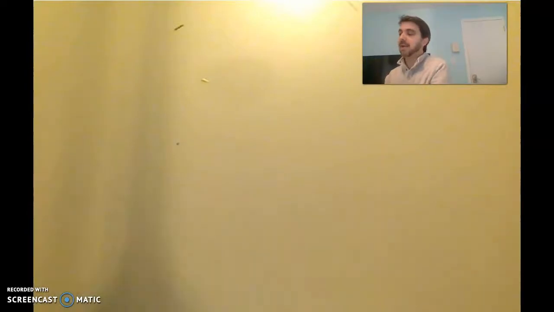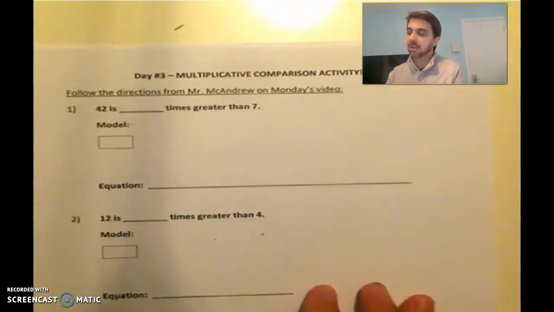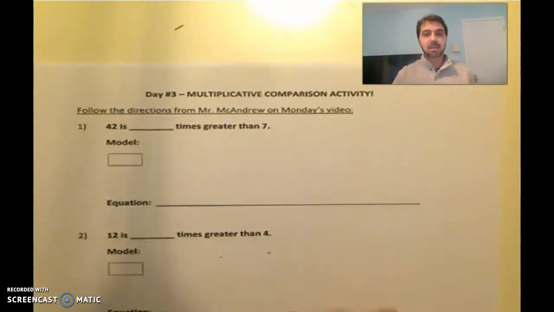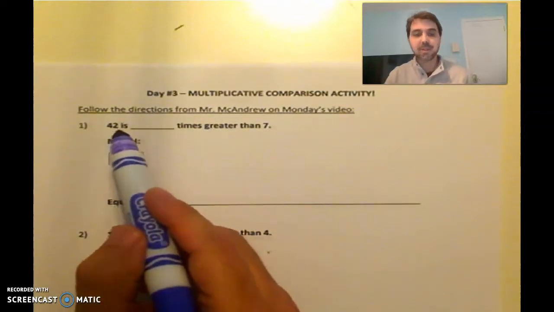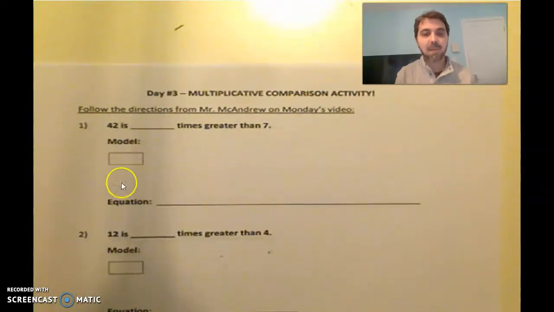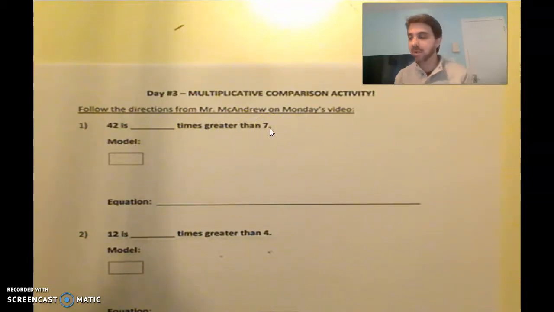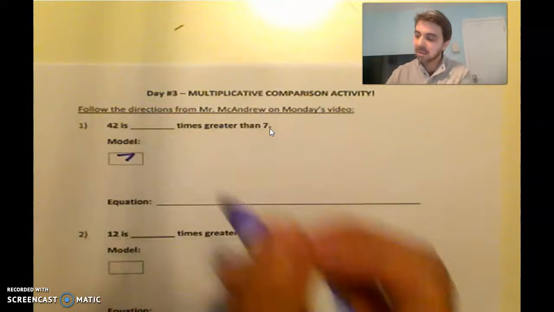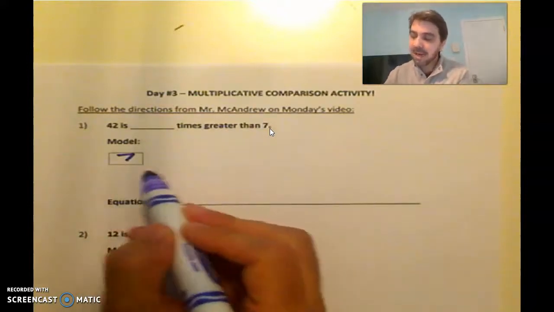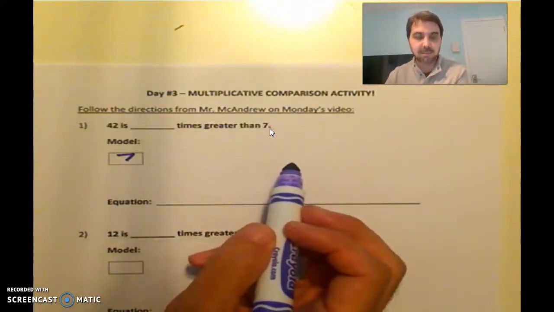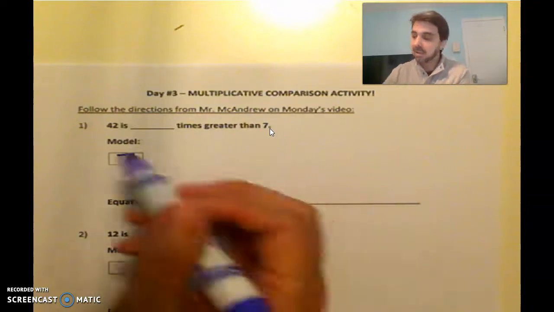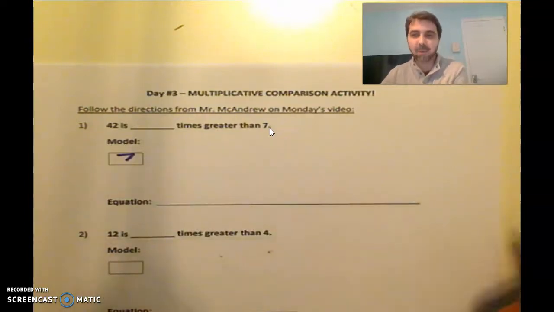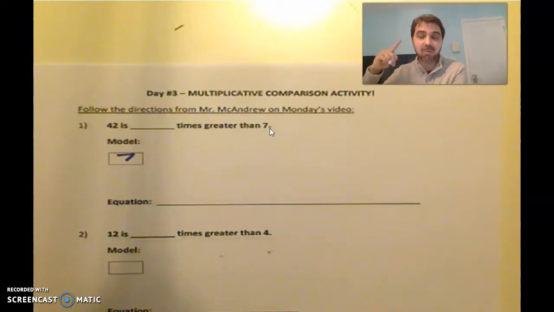Last activity of the day, similar to yesterday, okay? And it looks like this. So it says 42 is how many times greater than 7? Okay, so if we know this is 7, how many times greater is 42 than 7? So in other words, how many 7s do we need to get to 42? If you know your math facts, you probably already know the answer. Okay, but the model will help.